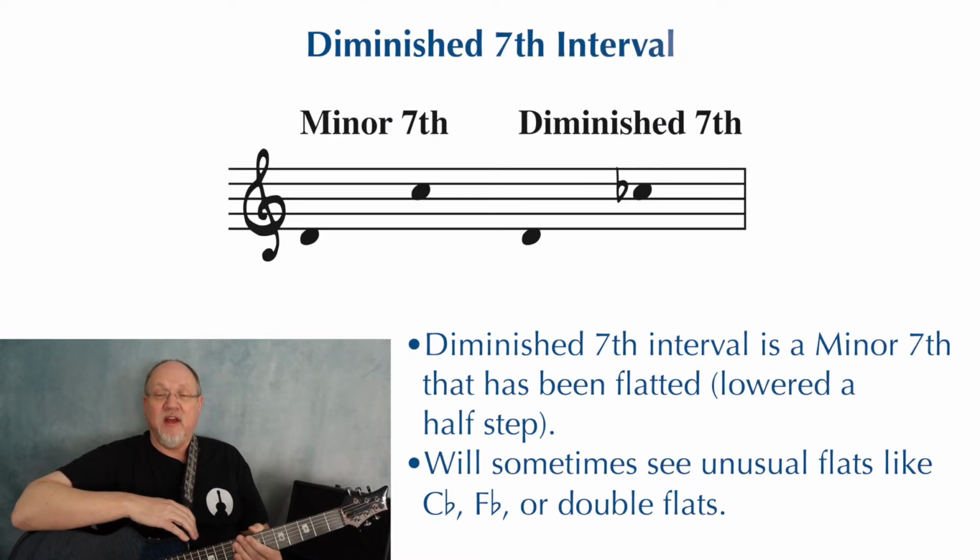The diminished 7 is a minor 7th that has been flatted once again, and with that, sometimes you're going to see unusual flats like C flats or F flats, or even some double flats, and we're going to talk about that in just a little bit.